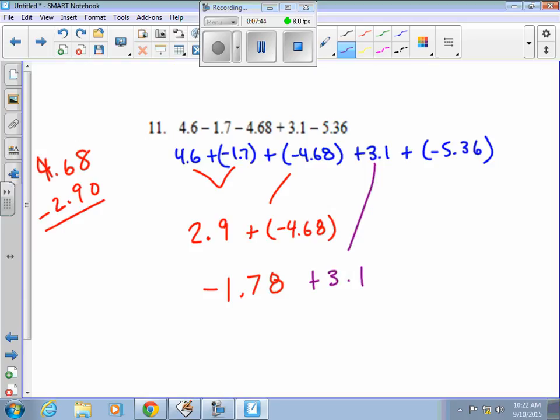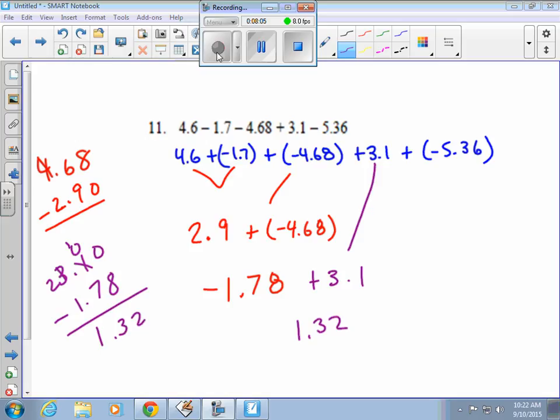Again, opposite signs, one positive, one negative. So subtract your absolute values. We'll do the same thing. 3.1 minus 1.78, and we'll have to put a 0 placeholder. Borrow. 10 minus 8 is 2. Borrow again. 10 minus 7 is 3. 2 minus 1 is 1.32. Then you have to determine if it's a positive or negative. 3.1 is the larger. 3.1 is the positive value, so it's going to be positive.